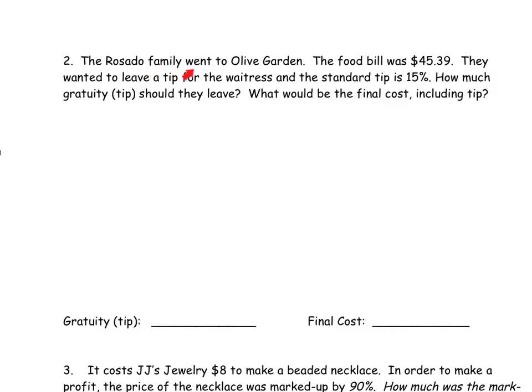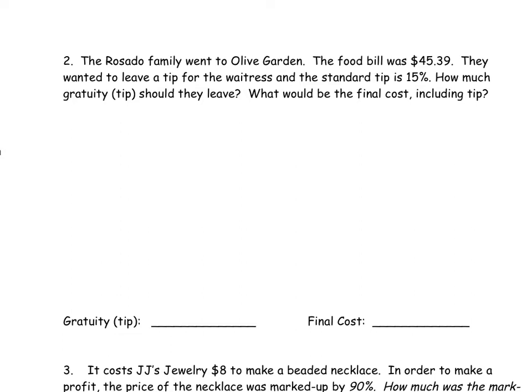The Rosado family went to Olive Garden. The food bill was $45.39. They wanted to leave a tip for the waitress, and the standard tip is 15%. So whenever you hear tip, the standard tip is 15% of the bill. How much gratuity, which is the same thing as tip, should they leave? What would be the final cost, including the tip?